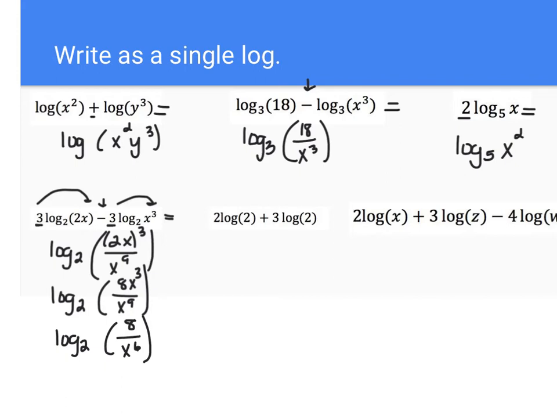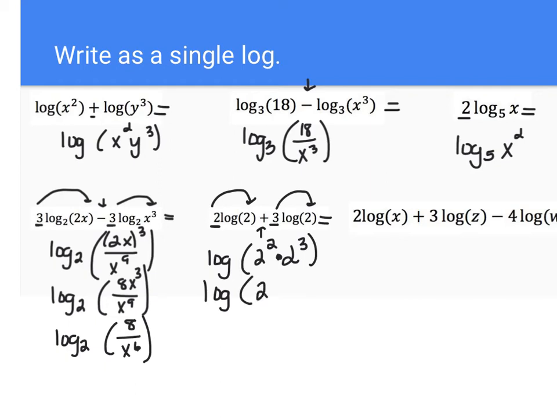For the next example, again, that coefficient of 2 needs to go to the power. That coefficient of 3 needs to go to the power. And addition implies multiplication. So as I try and write this as a single log, it'd be log of 2 squared times 2 cubed. Again, I would want to simplify that exponent as I see it in the parentheses. Same base means you add the powers together. So you would get log of 2 to the 5th, and 2 to the 5th is 32.